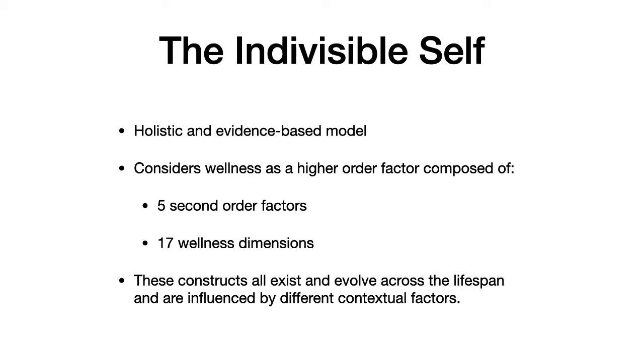In this model, wellness is described as a higher order factor, which has many broken out parts, so different concepts, or what this model calls factors. There are 5 second order factors: the creative self, the physical self, the essential self, the social self, and the coping self. And each of these has a variety of other factors or wellness dimensions which contribute to them.